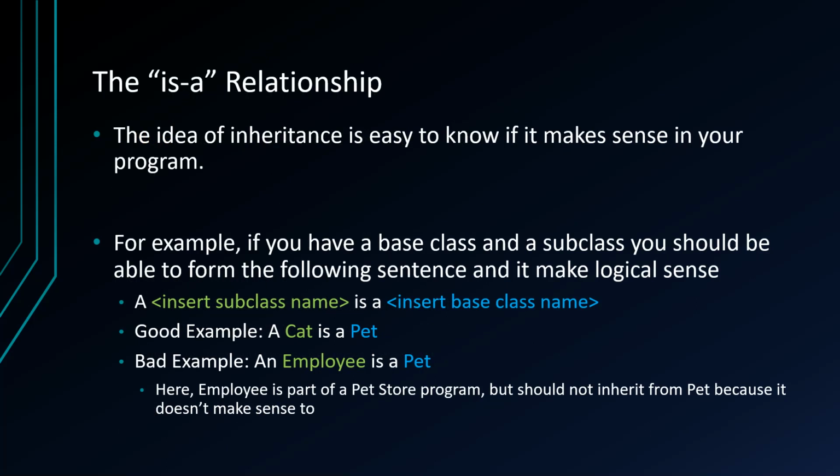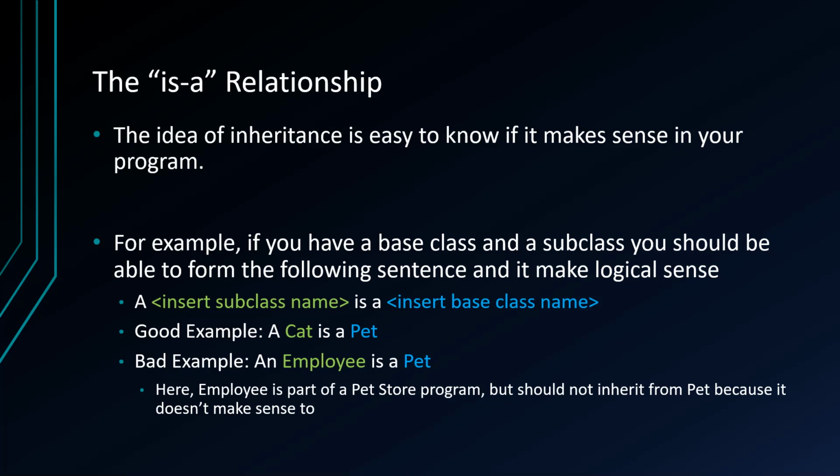So this idea of an is-a relationship, the idea of inheritance, is easy to know if we can make sense of the program. So I'm going to give you a basic sentence, and if you can say this sentence with your structure of base class and subclass, or parent class and child class, then it makes sense. So if you can say your subclass is a version of the base class, then that makes sense. So for example, a cat is a pet. That makes perfect sense. An employee is a pet. That does not make sense at all. So we wouldn't use inheritance in that relationship.